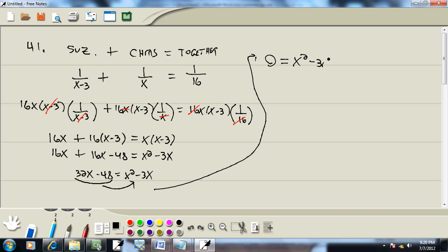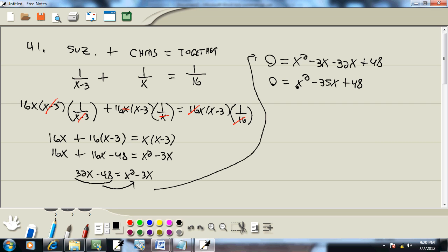Now when you take anything across the equals, the sign changes. So my 32x becomes a negative 32x. My negative 48 becomes a positive 48. And that gives us x squared minus 35x plus 48. Now we want to factor this. This is the PSD method.